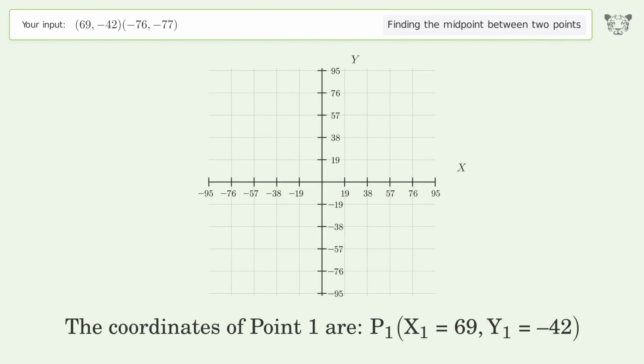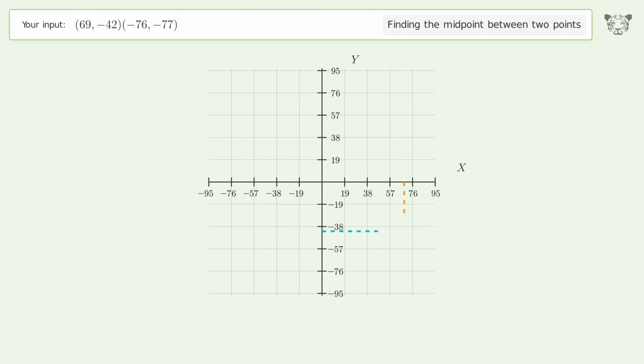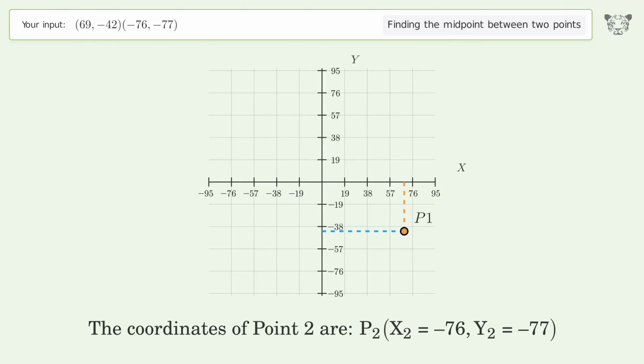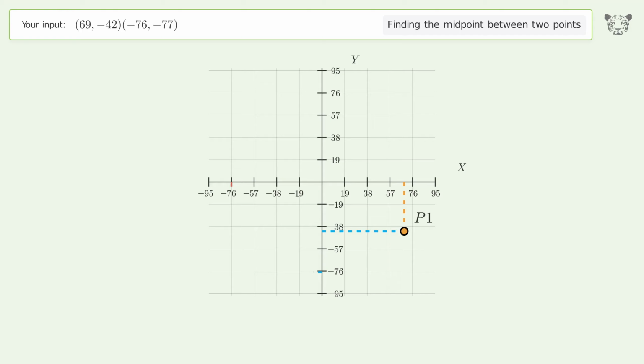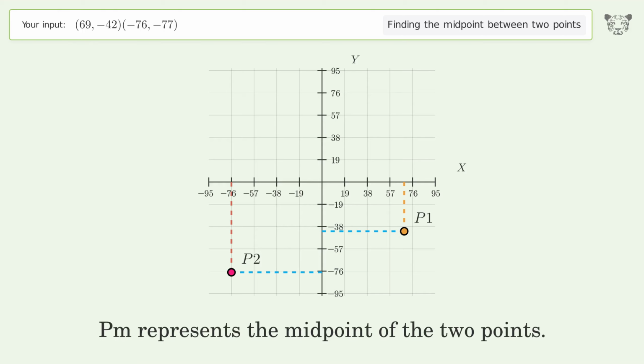The coordinates of point 1 are, x1 equals 69, y1 equals -42. The coordinates of point 2 are, x2 equals -76, y2 equals -77. PM represents the midpoint of the 2 points.